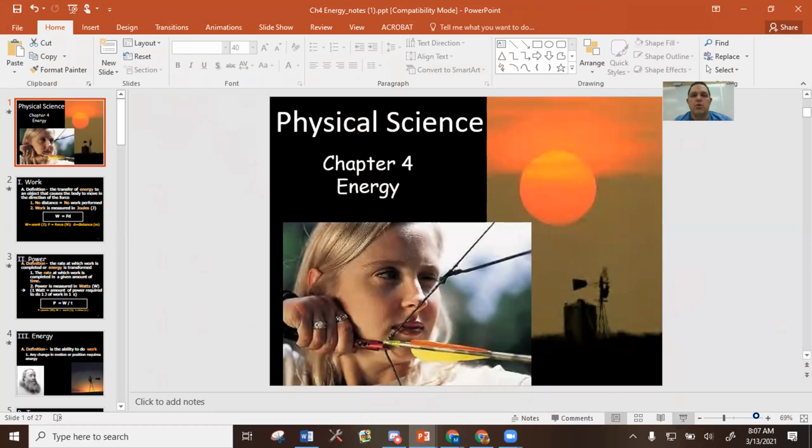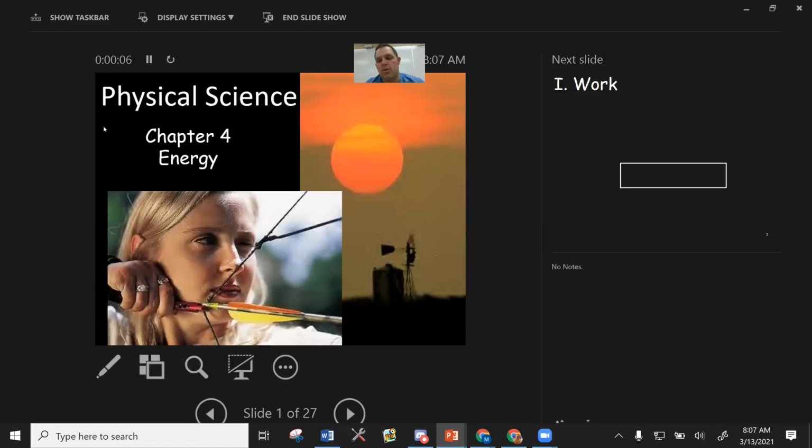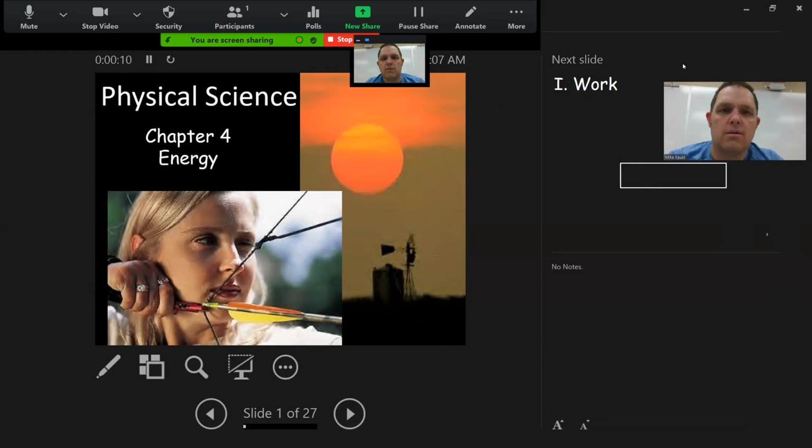With most new units, we're going to start off with some definitions. And if you have your packet with you, that'll be great. Let my computer get situated here.